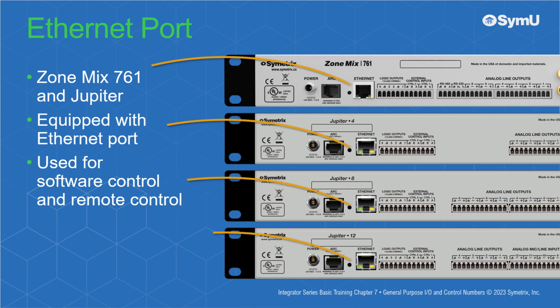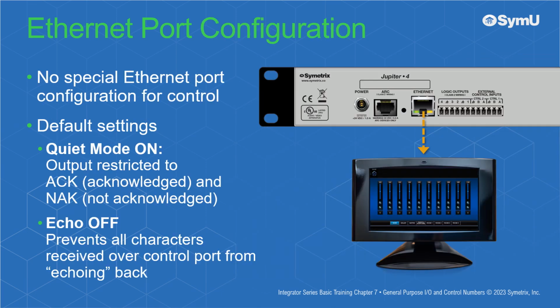Symetrix 761 and Jupiter DSPs are equipped with an Ethernet port. These ports may be used for both software control and remote control. Generally, no special configuration is required for the Ethernet port for control. The default settings, quiet mode on, echo off, are typical for most applications. Quiet mode on restricts the output to just ACK, acknowledged, NAK, not acknowledged, or simple values. Echo mode off prevents all characters that are received over the control port from echoing back.